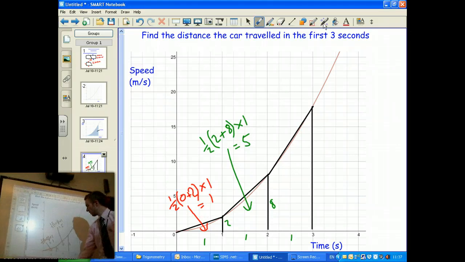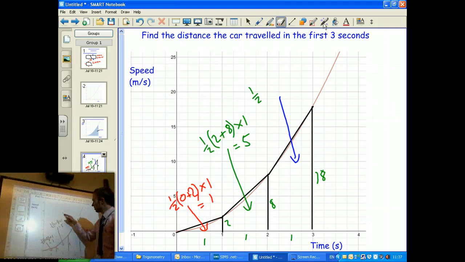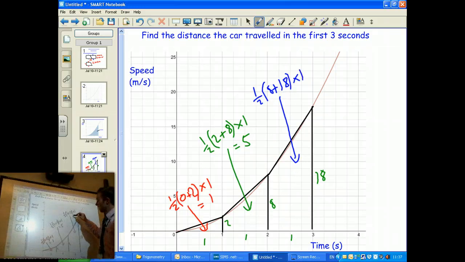And this final one over here, we've still got the 8 here, this one here is going to be 18, and so we end up with a half. I'll do this in blue to keep it separate. We end up with a half, and this time it's going to be 8 plus 18, and our height is 1, and that gives us 13.